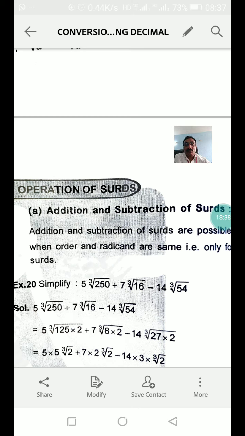Just like 5 into cubic root of 250 plus 7 cubic root of 16 minus 14 cubic root of 54. Now you solve. 250 equal to 125 into 2. 16 equal to 8 into 2.